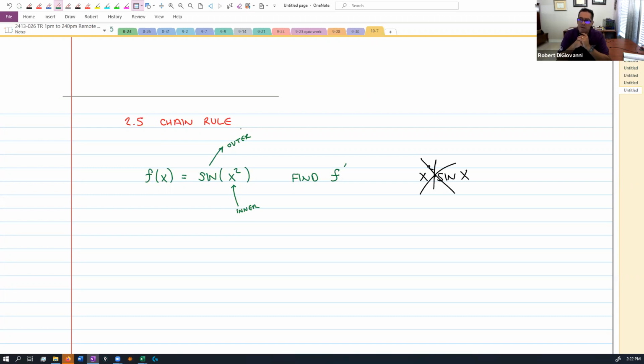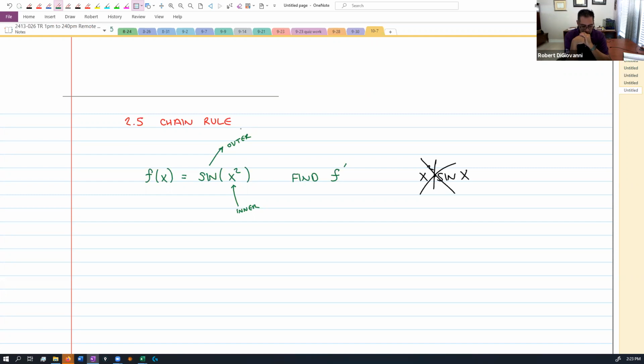Another way you can kind of think about it to figure out what's the inner and outer is if I asked you to plug in x right now, if I told you right now, replace x with 2, what would be the first thing you do? Square 2. Square it, right? So that first thing you do is always the inner part. After you do the squaring of 2 to get 4, then you would take sine of 4, right? So that would be the last thing you do. So the outer layer is the last thing you do. The inner layer is the first thing you do if you plug in a value for x.